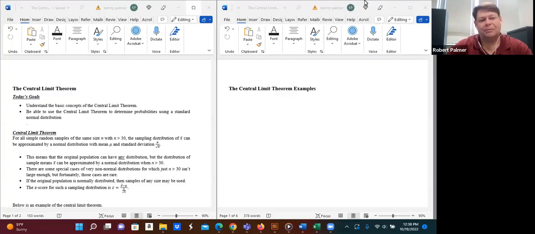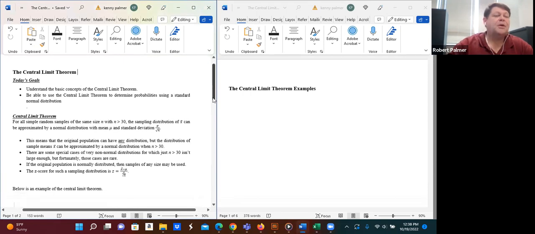Hello, everyone. Welcome back. Today, we're talking about what's called the central limit theorem, the basics of it, and then explain a little bit about how it's actually used in statistics. So our goals for today will be to understand the basic concepts of the central limit theorem, and also be able to use this central limit theorem to determine probabilities using a standard normal distribution.